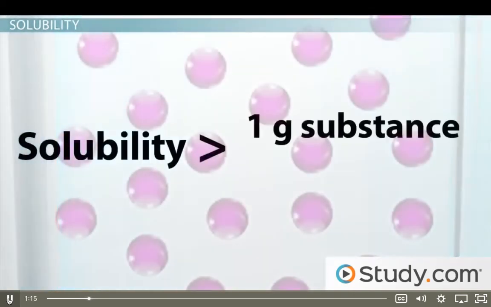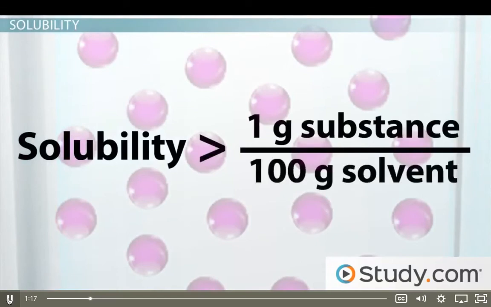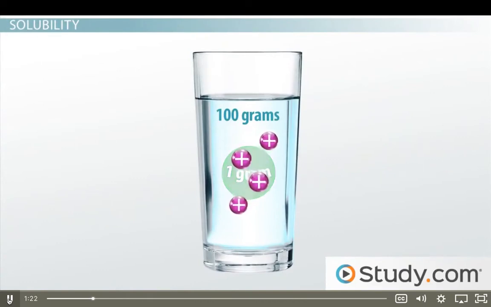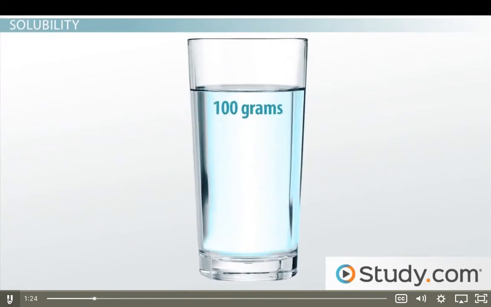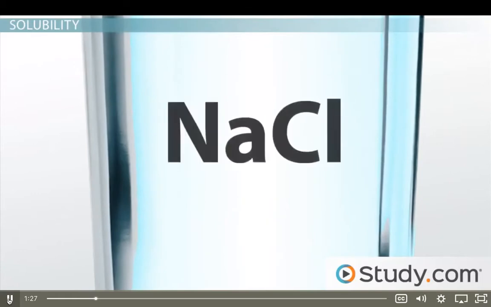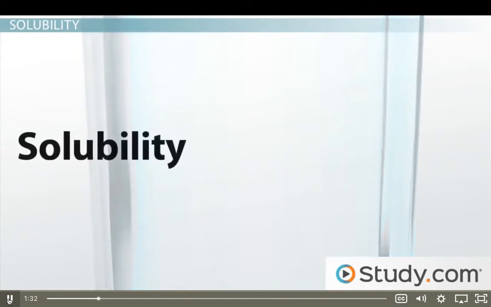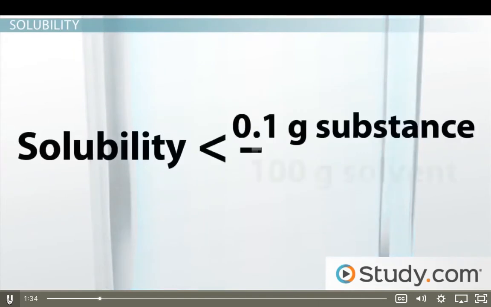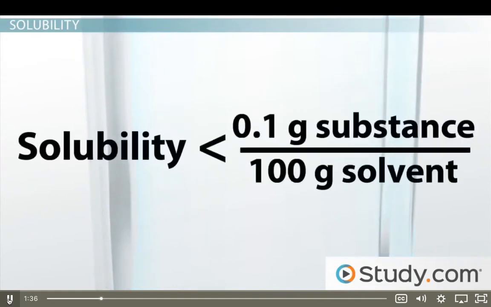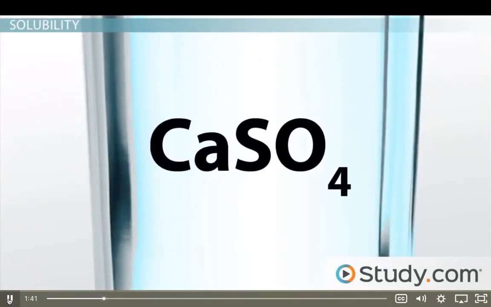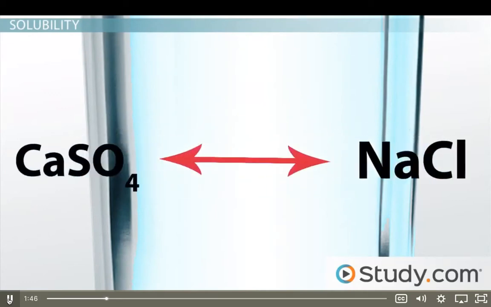A substance is considered to be soluble when its solubility is greater than 1 gram per 100 grams of solvent. This means that 1 gram of substance can completely dissolve and dissociate into ions in 100 grams of solvent. Sodium chloride, NaCl, is very soluble in water. A substance is considered to be insoluble when its solubility is less than 0.1 grams per 100 grams of solvent. Calcium sulfate, CaSO4, one of the main ingredients in water buildup, is insoluble in water. Anything in between is considered slightly soluble.